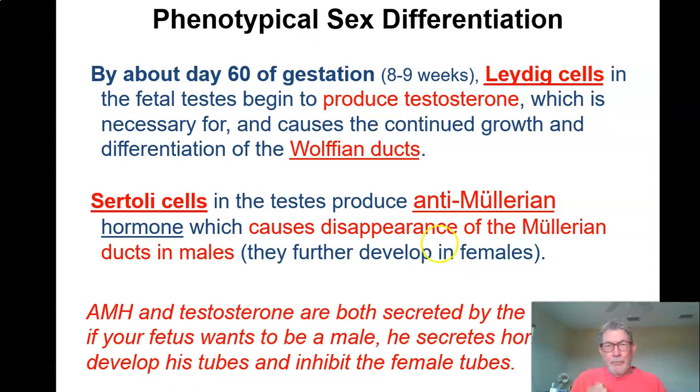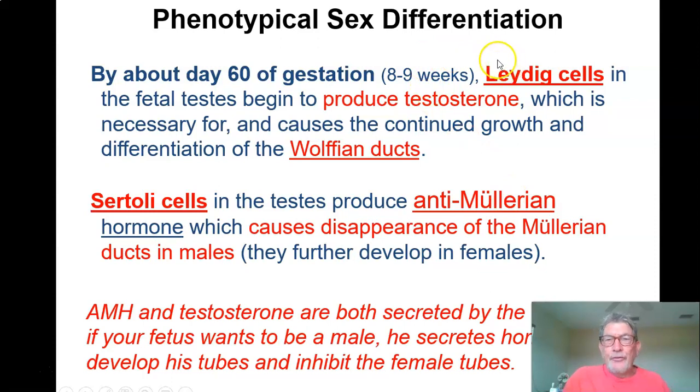The male tubes are called Wolffian ducts. Wolfman sounds like a male anyway. So the Wolffian ducts are the male ducts. The female ducts are the Mullerian ducts that will become the fallopian tubes and uterus and stuff.